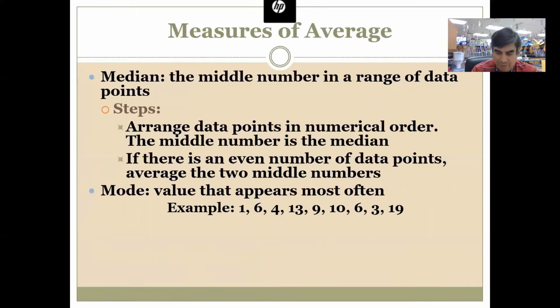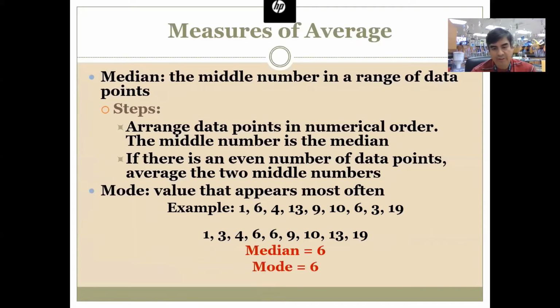Now, what about median? Well, that's a little bit trickier. First, you have to put them in numerical order. So we have 1, 3, 4, 6, 6, 9, 10, 13, 19. Guys, let's get the number right in the middle. And I think that number right in the middle is 6. Notice we have 4 numbers on this side, 4 numbers on that side. 6 is going to be our median. We talked about how our mode is also 6 as well. So guys, nothing to this.